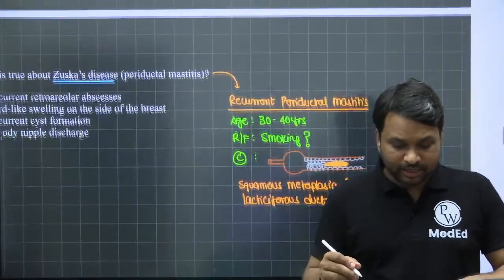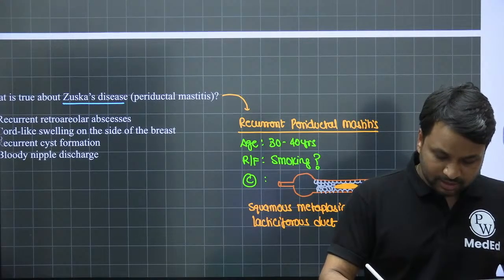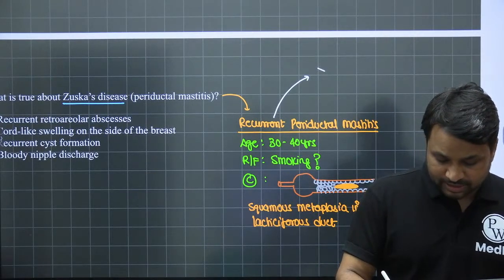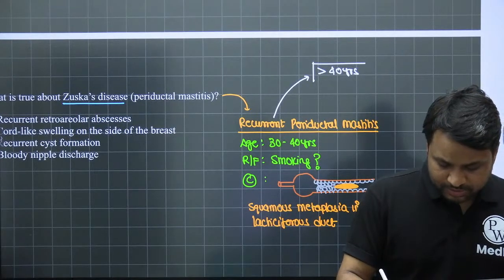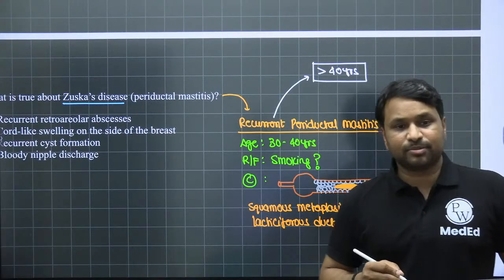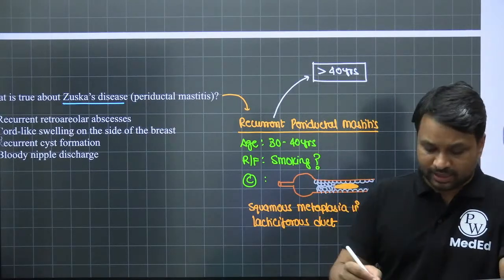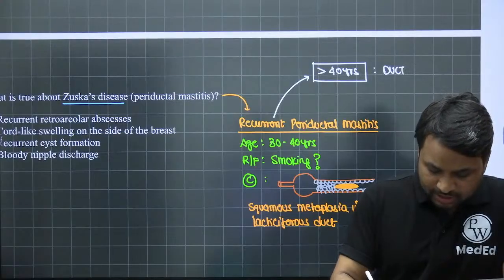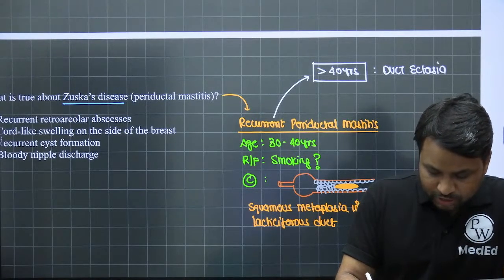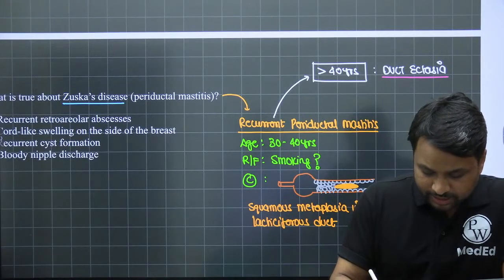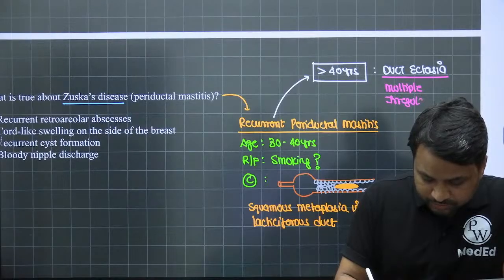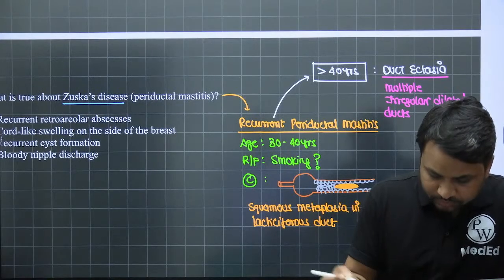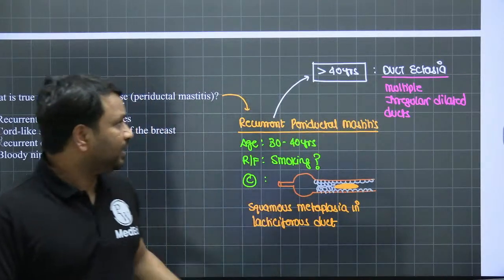Another condition where you have recurrent periductal mastitis is in age above 40 years, but not associated with smoking as such. At age above 40 years, if you have recurrent periductal mastitis, this is seen in a condition called duct ectasia. In duct ectasia, you will see multiple irregular dilated ducts.